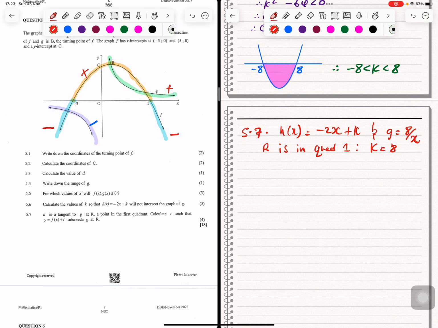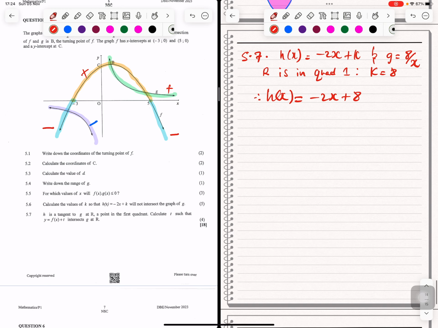Now, it means that h itself is going to have a negative gradient, but the y cut is going to be at 8 in the first quadrant. Think about it. You can't take the negative one because it's really going to cut the negative y-axis. So g is 8 over x. I want us to look at it in this way.